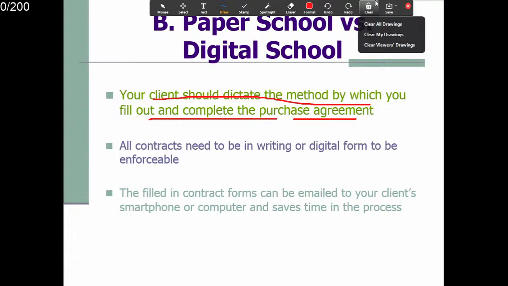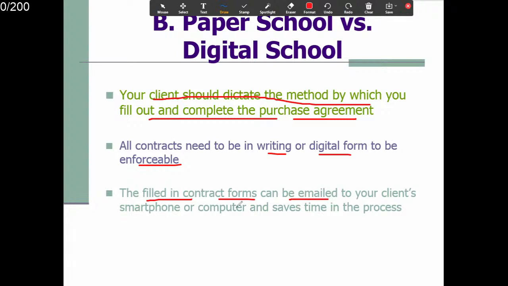Okay. If they're on the fly, you do e-sign. They could do everything by mobile phone, right? Okay. So all contracts need to be in writing or digital form to be valid or enforceable, right? The contract form can be emailed to your client's smartphone or computer, and save time in the process. Okay, or you could do e-signatures.